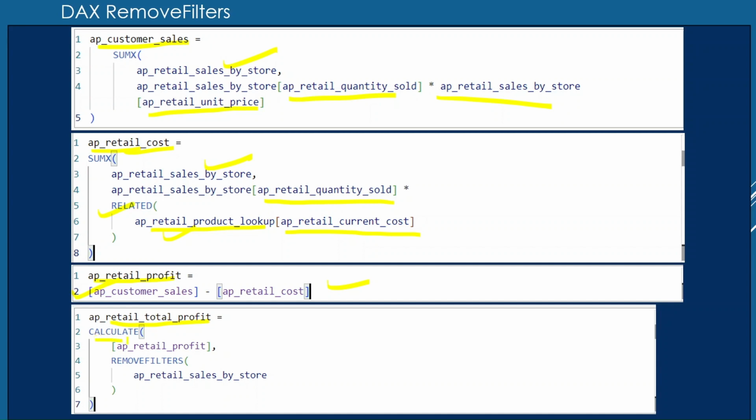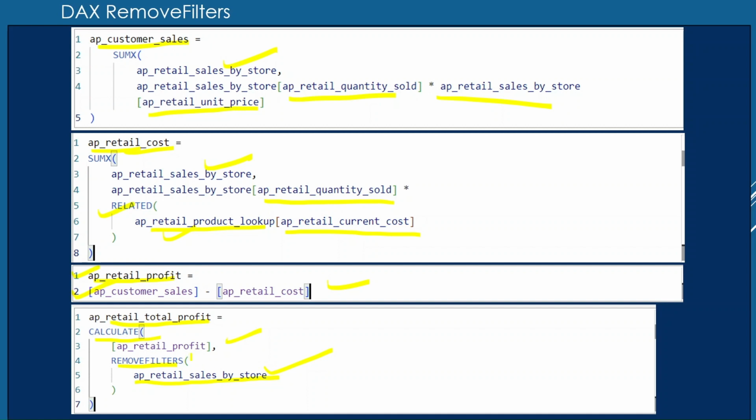So here I'm doing the CALCULATE. I'm calculating AP retail profit, the measure which we have created, and I am using it. But I am removing the filter context which has been applied on AP retail sales by store. So all the filters on the column, this table or its related table, any filter context will be removed.